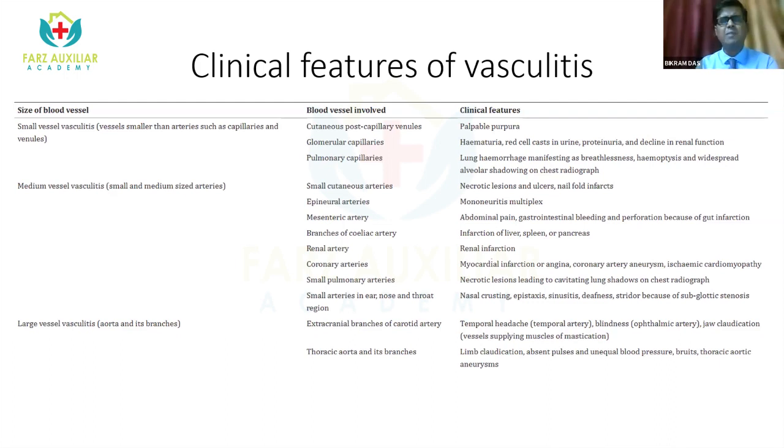For a large vessel vasculitis, usually it involves the aorta or its branches. If the extracranial branch of the carotid artery is involved, the patient presents with temporal headache, blindness, or jaw claudication. We can call this giant cell arteritis. If the thoracic aorta or its branches are involved, then the patient may have limb claudication, absent pulses, and unequal blood pressure. We can have bruit over a large renal artery, and thoracic aortic aneurysms. We call it Takayasu arteritis.